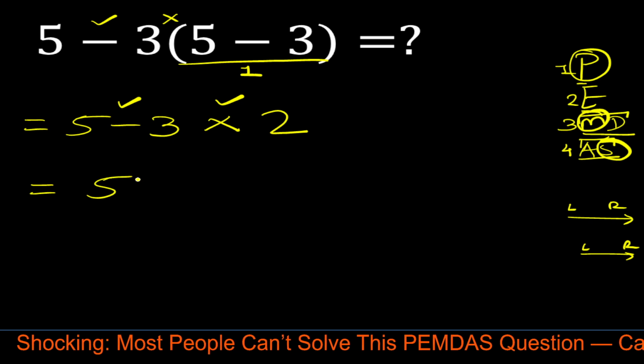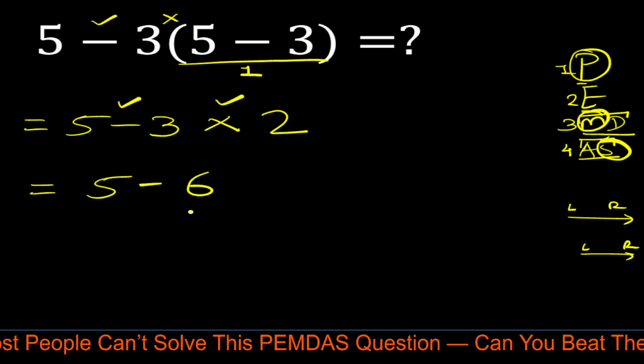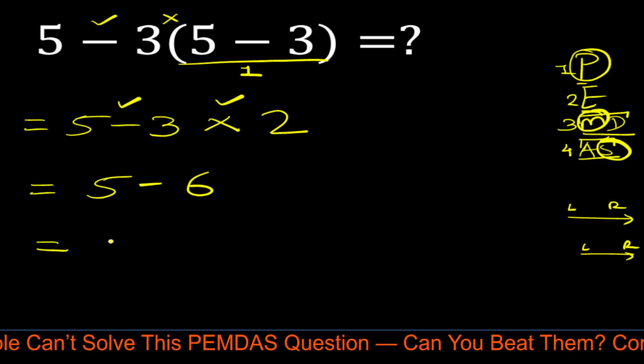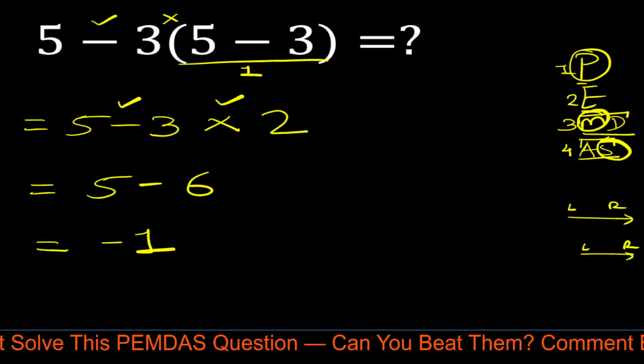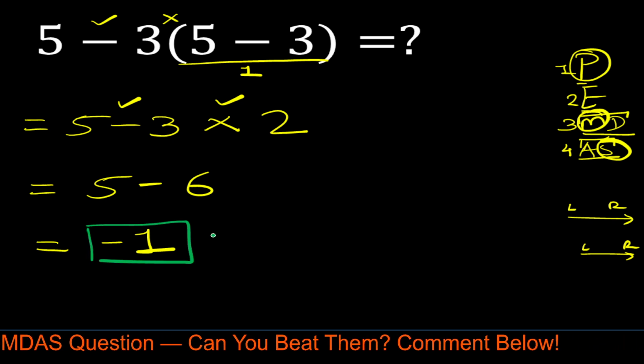So now 5 minus, now solve this multiplication, 3 times 2 is equal to 6. Now 5 minus 6 is equal to minus 1, right? So the correct answer is minus 1.